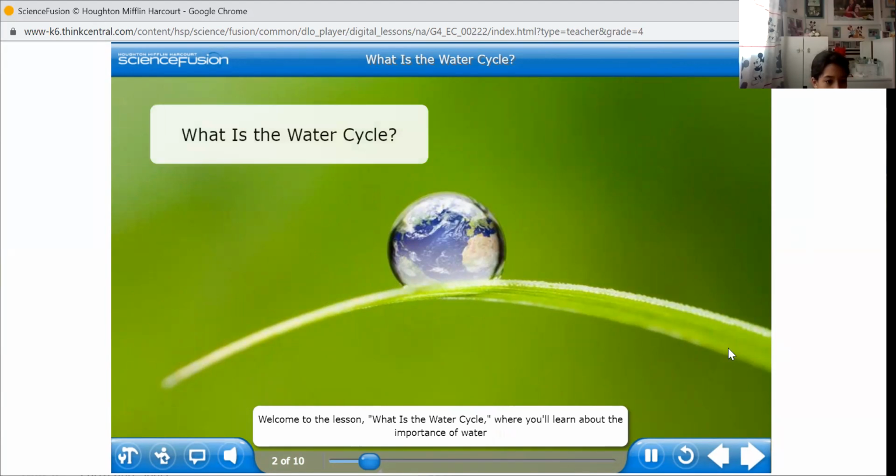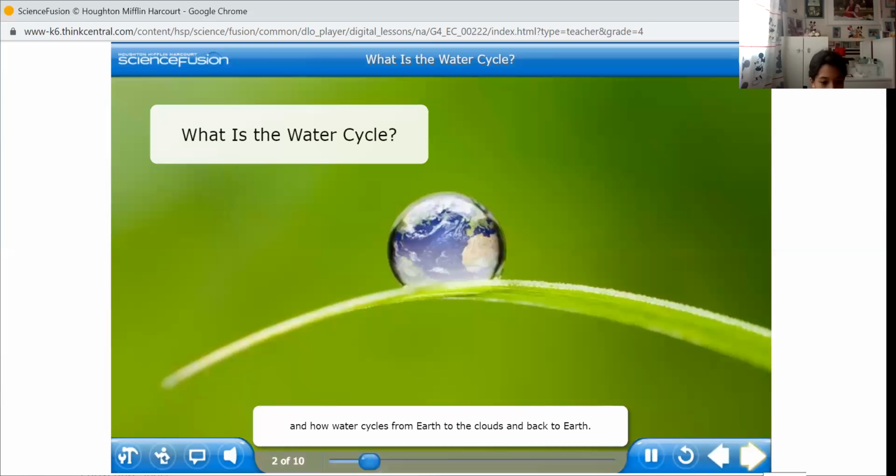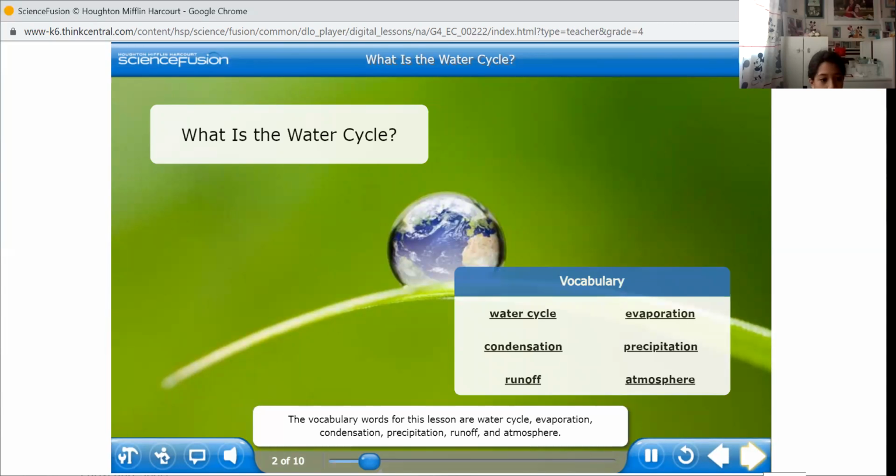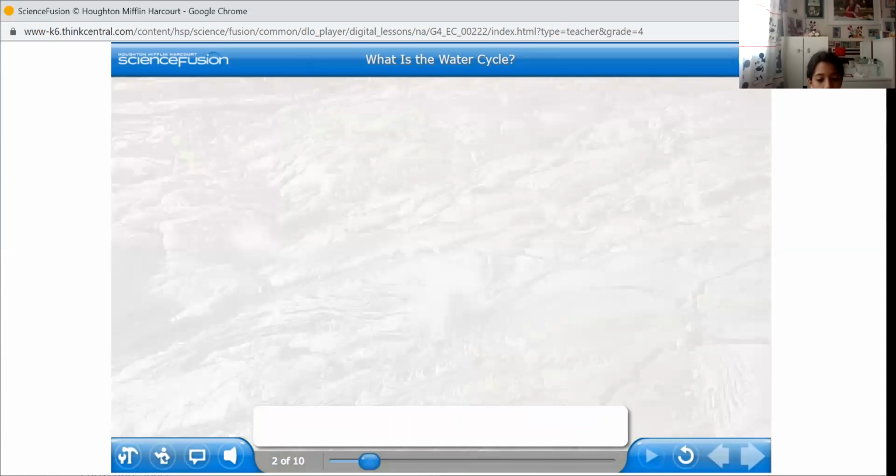Welcome to the lesson, What is the Water Cycle?, where you'll learn about the importance of water and how water cycles from Earth to the clouds and back to Earth. The vocabulary words for this lesson are water cycle, evaporation, condensation, precipitation, runoff, and atmosphere. Click the words to find out more.